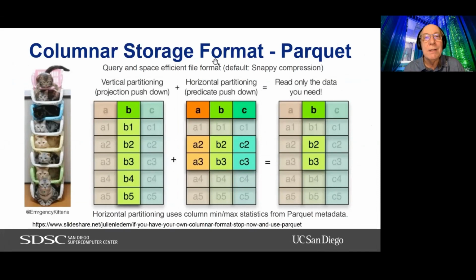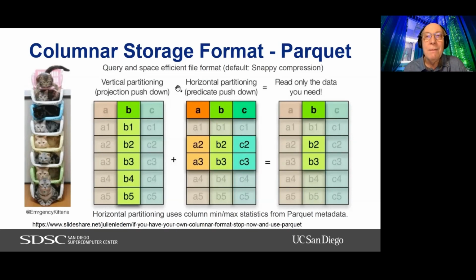In a columnar storage format, data are organized in a per-column fashion. For example, let's say column A is a set of dogs, column B, those are the cats here, for example. And let's say your analysis only needs the cats. I only need column B. Parquet lets you read just column B, ignoring columns A and C, for example. So that's called vertical partitioning.